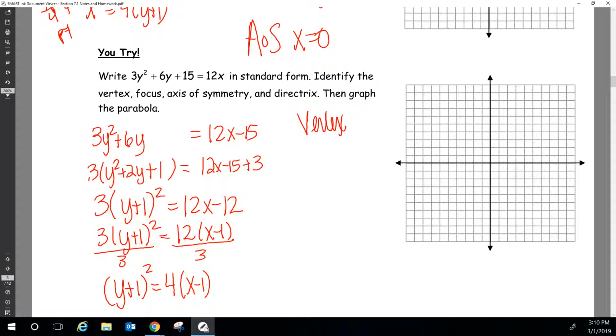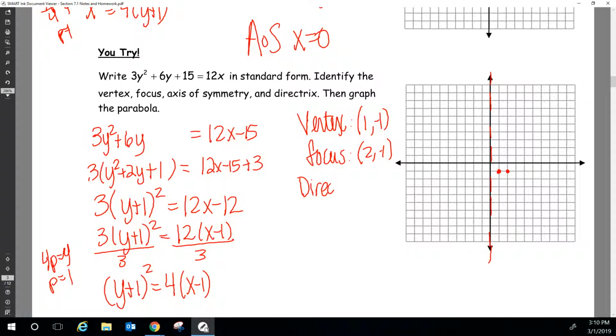Our vertex then is at 1, -1, right here. Since our focal width is 4, p is 1. Let's see, this is y squared, so we're either opening to the left or to the right. Since it's positive, we're going to the right. So since p is 1, I'm going to go to the right 1 to draw my focus, left 1 to draw my directrix. So the focus is at 2, -1.